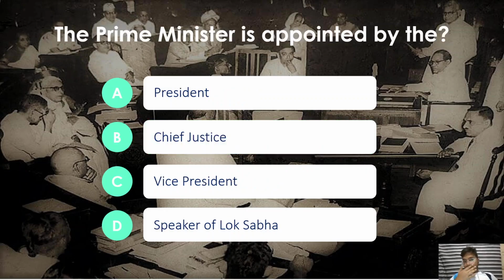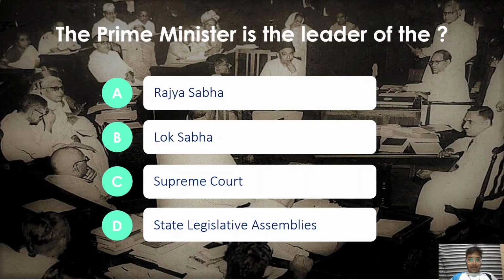The second question of this topic is, the Prime Minister is appointed by the dash. So it is option A, President, or option B, Chief Justice, or option C, Vice President, or option D, Speaker of Lok Sabha. The answer is option A, President.